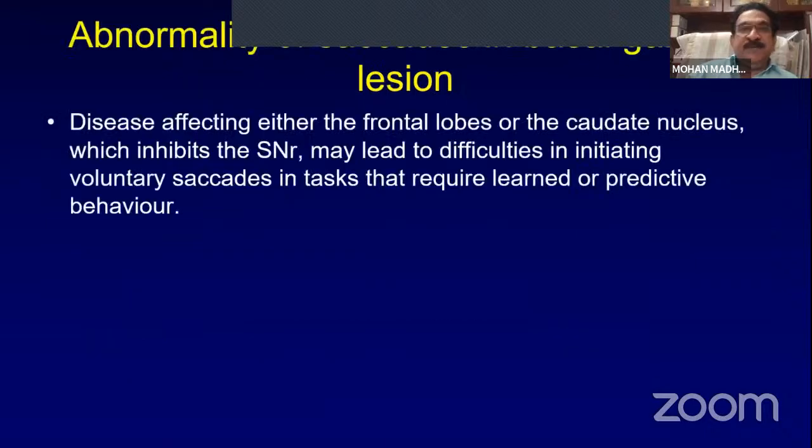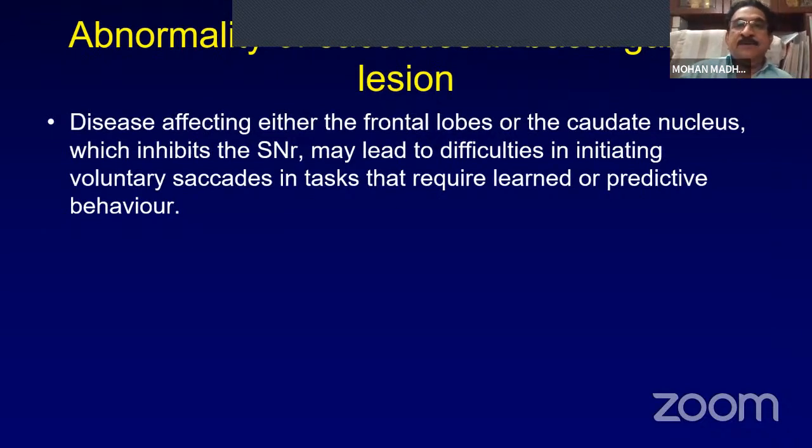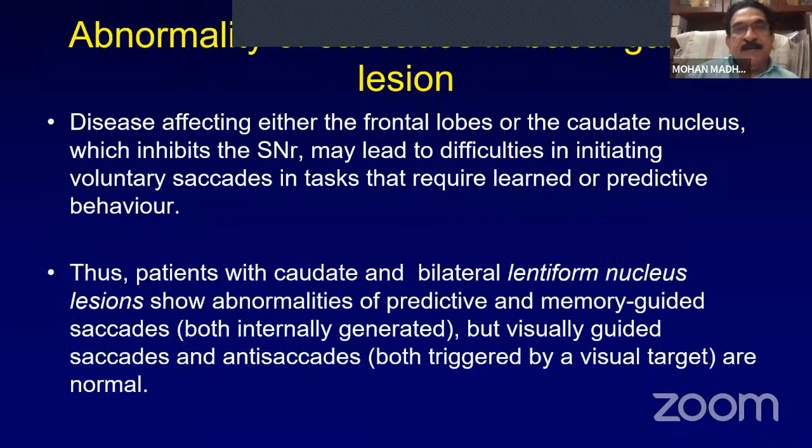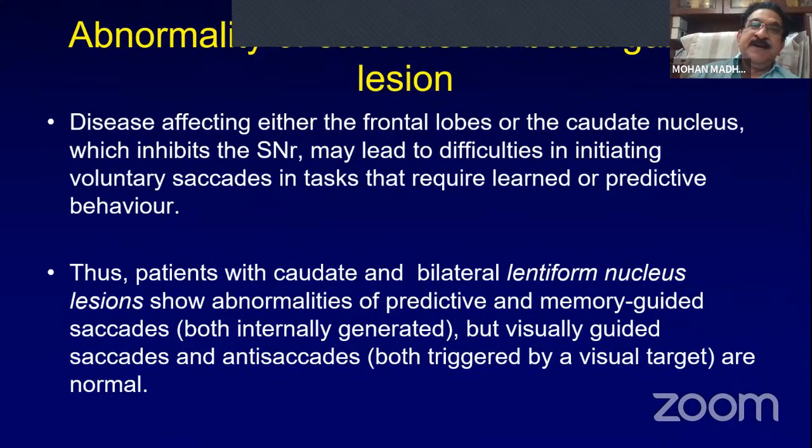Now let us see what happened in our patient. The reason the visually guided saccades are preserved is that the disease affects the frontal lobes and the caudate nucleus, which inhibits the SNR, as I've already mentioned. This may lead to difficulties in initiating voluntary saccades in tasks that require learned behavior. This patient's caudate and bilateral interphalic nucleus show abnormalities of antisaccades and memory-gated saccades, which are both internally generated, but visually guided saccades, which are triggered by a visual target, are normal. So that's the importance of this particular finding. If you find this disparity, always think that the lesion is likely to be in the basal ganglia.